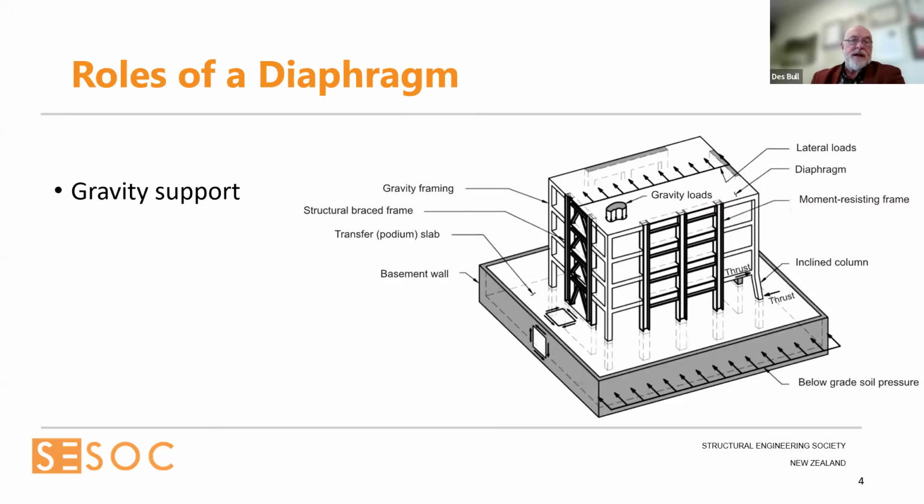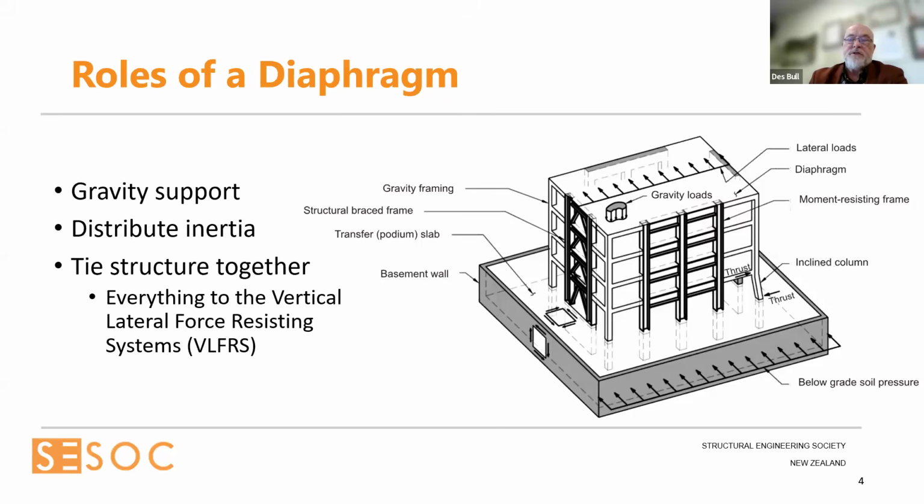The first thing we are going to point out is that diaphragms also have to support gravity. So I just put that up to remind everyone, don't forget about that. Often diaphragms and collectors are treated as two: one's a diaphragm, one's a gravity support. They're actually doing the two jobs at the same time. Diaphragms distribute inertia. They also tie the structure together.